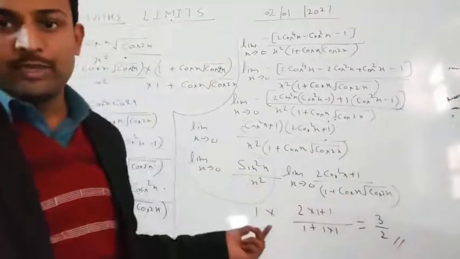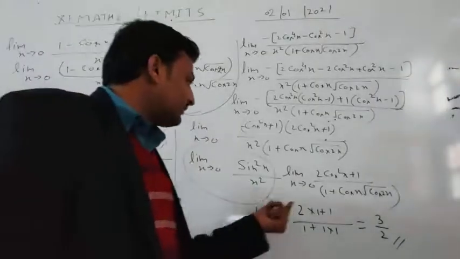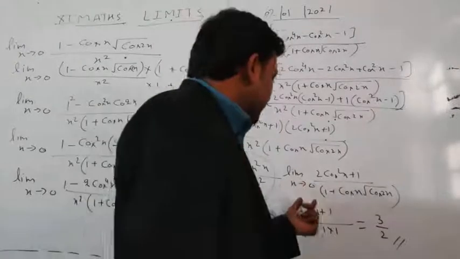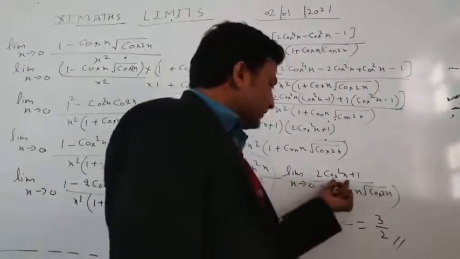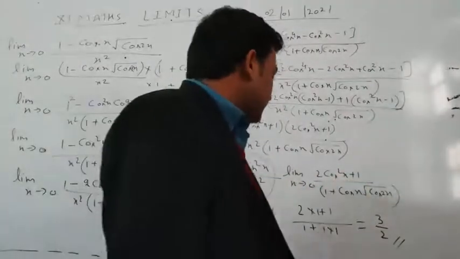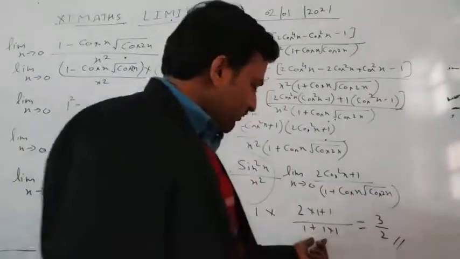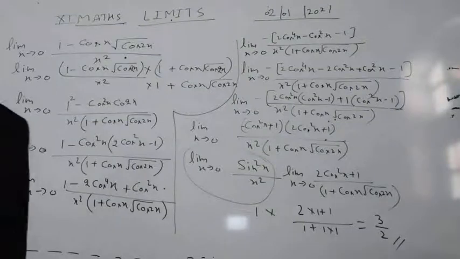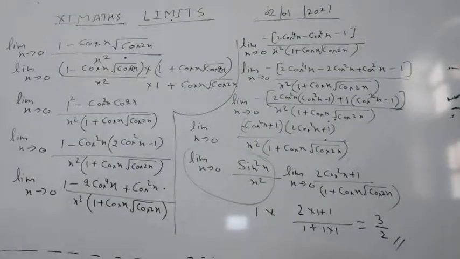We are separating the limit for both the terms. Okay, so this part is 1 into, this is limit x tends to 0. We are substituting the value of x here, getting 2 into 1 plus 1 by 1 plus 1, which is 3 by 2 student. I hope you understand.